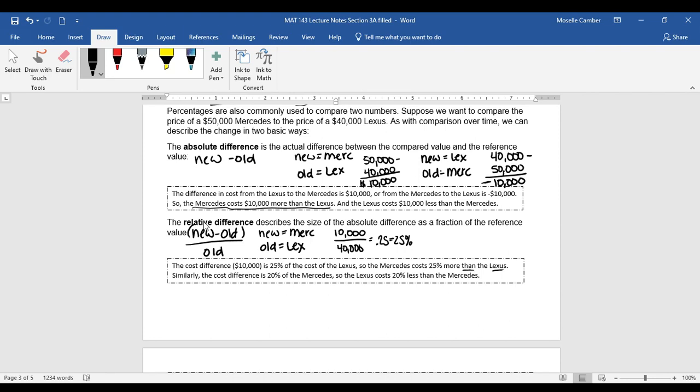Now, if we were to switch this around, let's say the new is the Lexus and the old is the Mercedes. Now we're using this negative 10,000 and dividing by our old, which is the Mercedes, and that's 50,000. That gets us negative 0.2 or negative 20%. This negative says we're going less than. So the Lexus is 20% less than, because it's negative, less than the Mercedes.